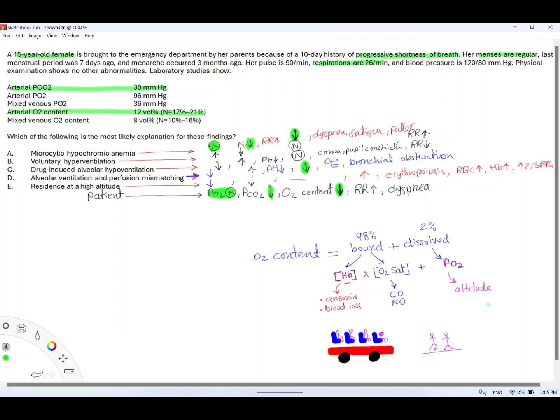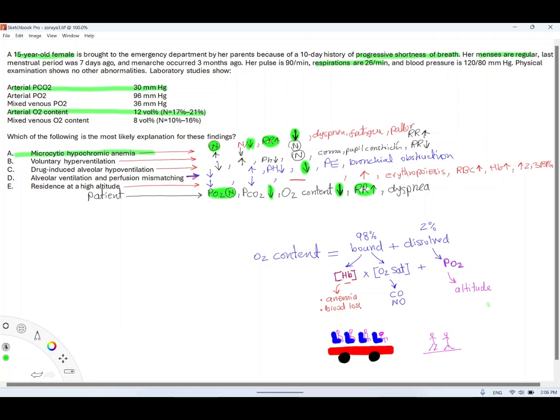Okay, respiratory rate is increased. Respiratory rate in our patient is increased, and in anemia, it's increased. The only other case where respiratory rate is increased would be in high altitude. But high altitude, remember, oxygen was low. So just looking at this, the best option would be this.